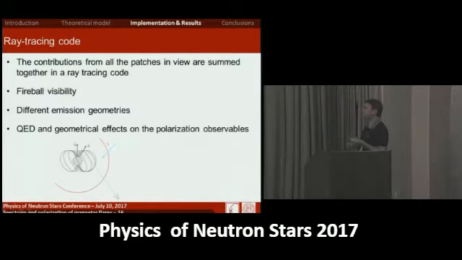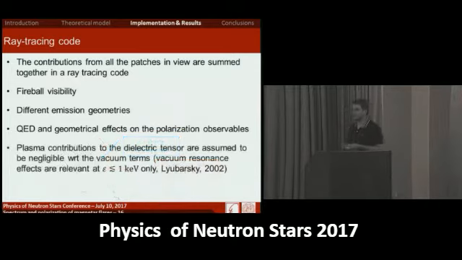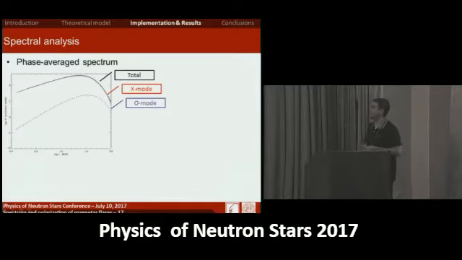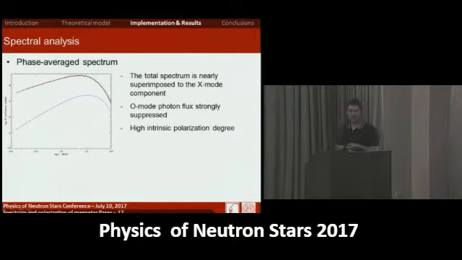Then QED effects and geometrical effects for polarization are accounted for, as in the talk by Roberto Turolla of before, and we assume that the vacuum contributions to the dielectric tensor are dominant with respect to the plasma ones. We can neglect vacuum resonance effects in our energy range because they become important only for energies lower than 1 keV. So these plots show the total X-mode and O-mode phase-averaged spectra in the case of model A.